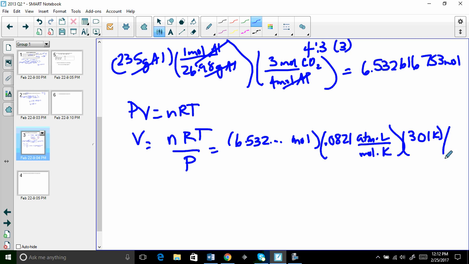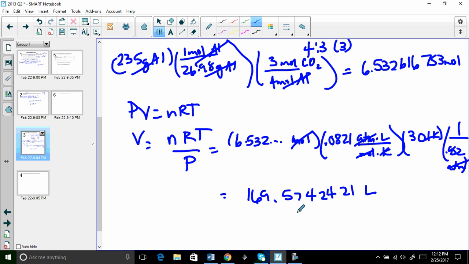And then the pressure is down below, so 0.952 atmospheres. Sorry, I'm out of room. Atmospheres cancels with atmospheres, K cancels with K, mole cancels with mole. I put this in my calculator. It says 169.574241 liters, and then I only get 3 sig figs, so the best answer is 170 liters.